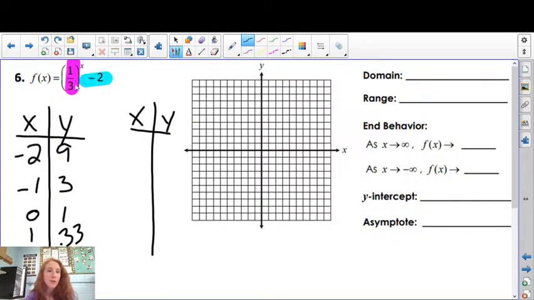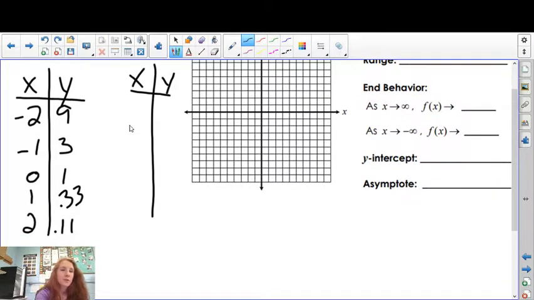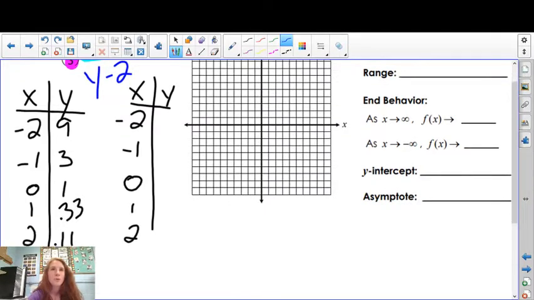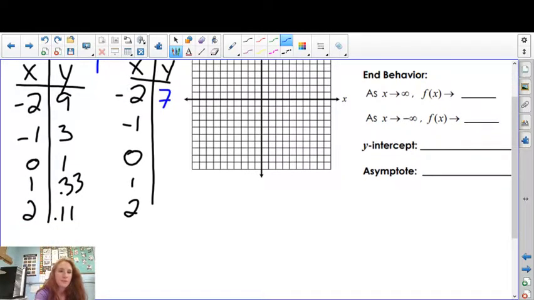In this problem, I don't have any green, so my x's are just going to repeat. This time, however, I have a blue, and blue means the y values, so I'm going to take my y values minus 2. So 9 minus 2 is 7. 3 minus 2 is 1. 1 minus 2 is -1. 0.33 minus 2 is -1.67. And 0.11 minus 2 is -1.89.